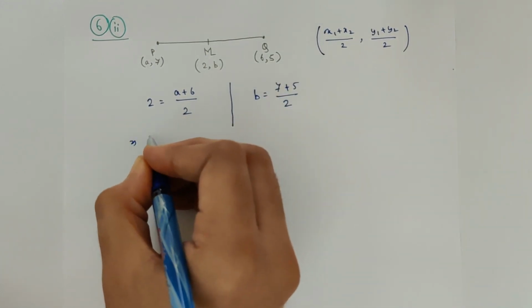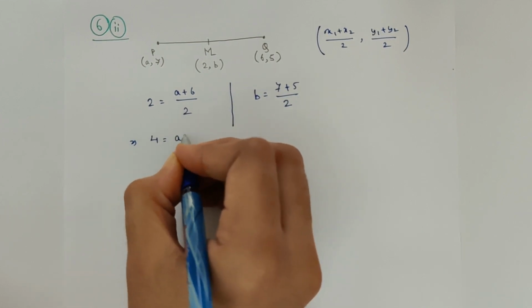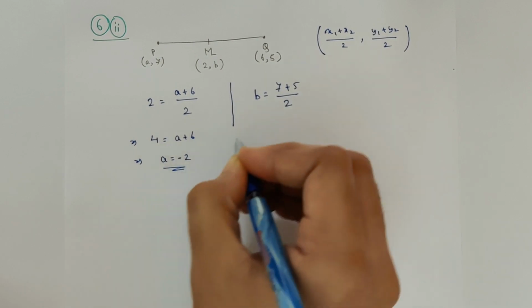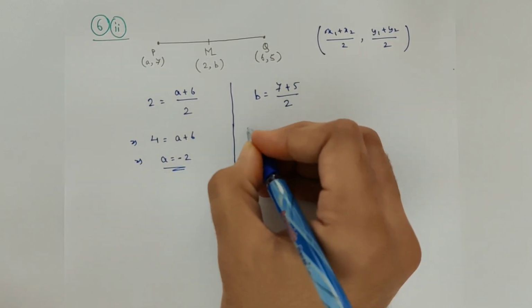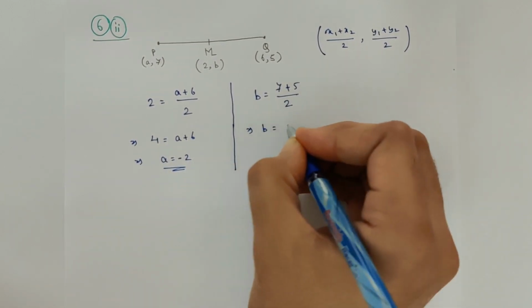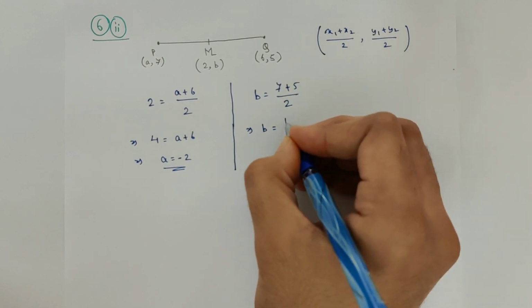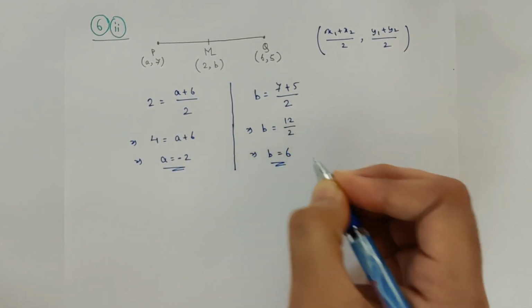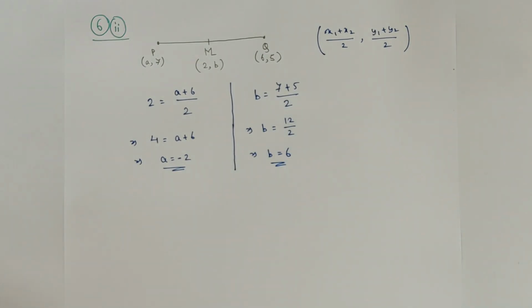So what do we get? 4 is equal to a plus 6. Therefore, a is equal to minus 2. And b is equal to 7 plus 5, that's 12 by 2. Therefore, b is equal to 6. So we get the values of a and b. a is equal to minus 2 and b is equal to 6, which is the answer.